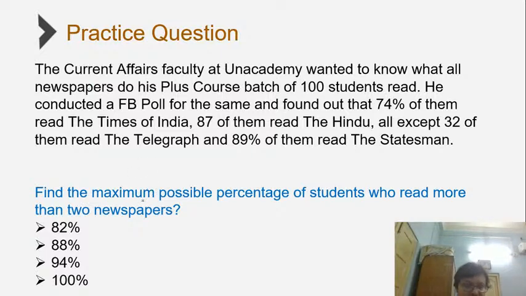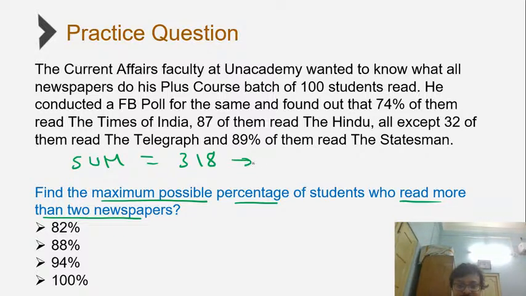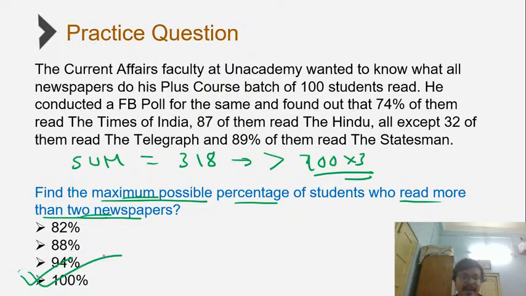Next one. Find the maximum possible percentage of students who read more than 2 newspapers. What is the sum? 318, which is greater than 100 into 3, which means I can have all 100 people reading 3 or more newspapers. The question asks for the maximum percentage of people who read more than 2 newspapers. Given that I can have all 100% of people reading 3 or more newspapers, the percentage of people reading more than 2 newspapers can be as high as 100%.